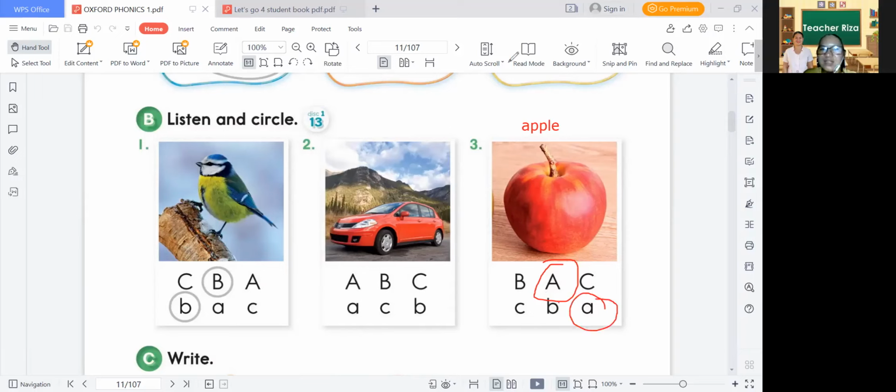Okay, so this side, I will erase first. This side is letter A, big letter A, and this side is small letter A. Okay, A for apple. Understand? Do you understand? Yes.